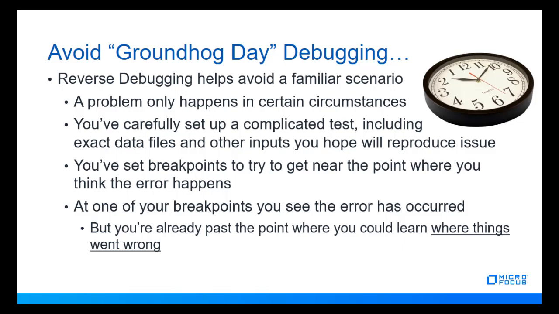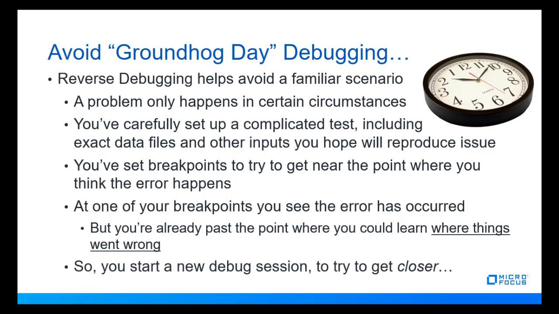So you reset all of the required data and start the debug session all over again. And again, as many times as it takes. What if instead you could just execute backwards and forwards as much as needed through the code in the first session to isolate the problem?